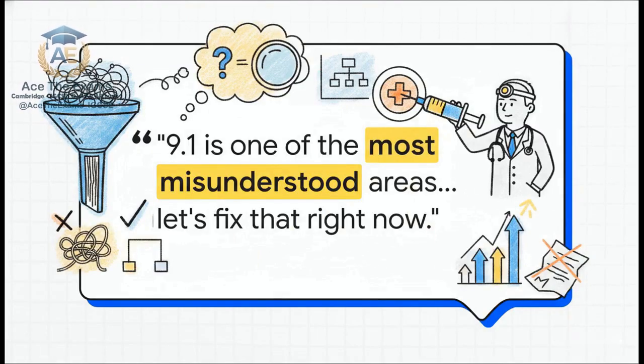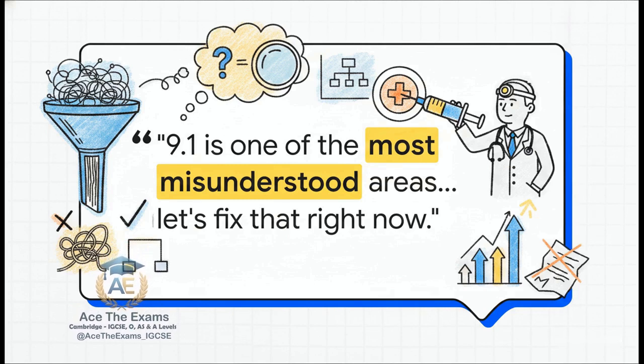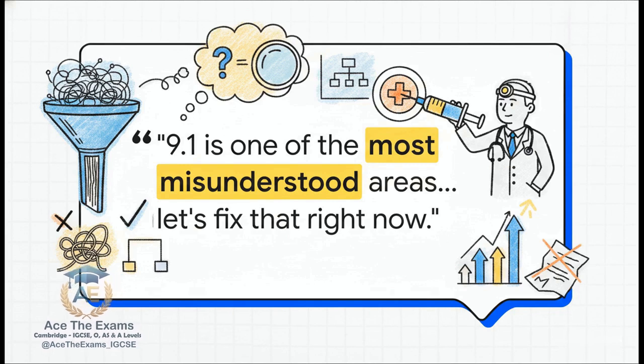Okay, let's dive straight into this. A senior Cambridge examiner recently noted, and this is a direct quote by the way, that 9.1 computational thinking skills, and abstraction in particular, is one of the most fundamentally misunderstood areas in the entire computer science syllabus. Let's fix that right now. Why is it so misunderstood? Well, because abstraction isn't just about memorizing a dictionary definition. You can't just write that abstraction is hiding unnecessary details and expect full marks on a rigorous A-level paper.